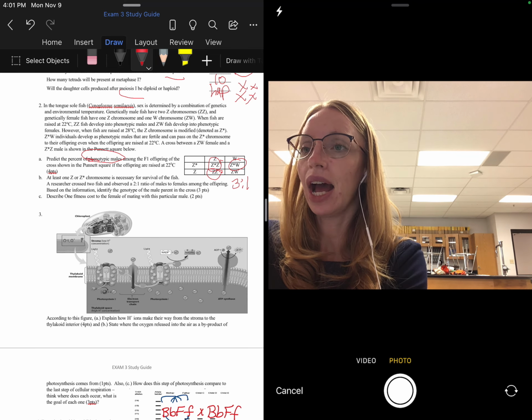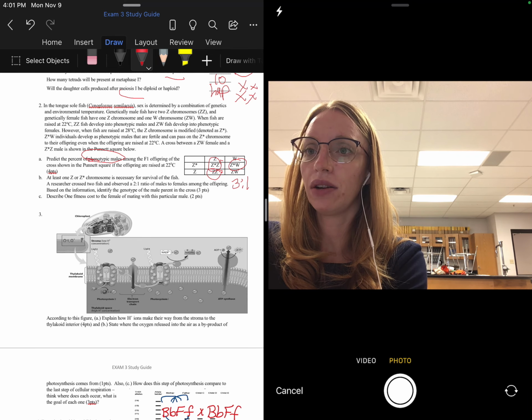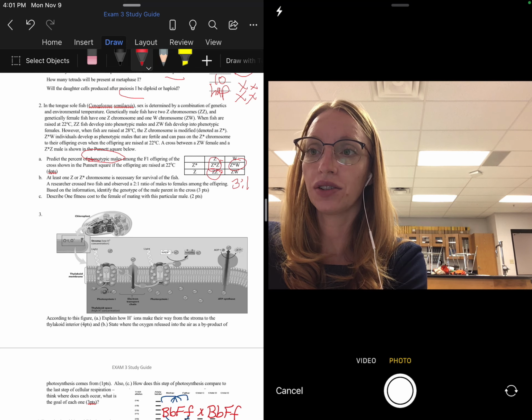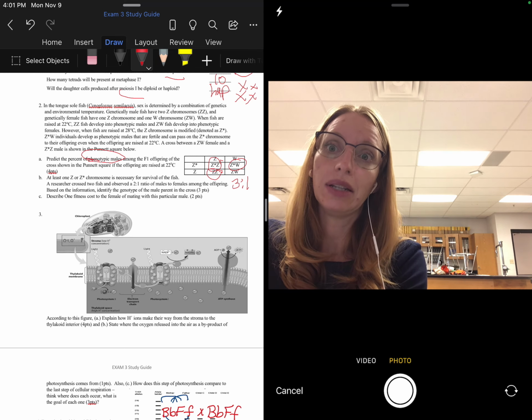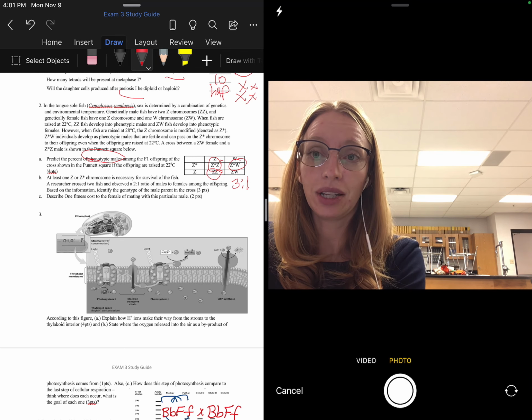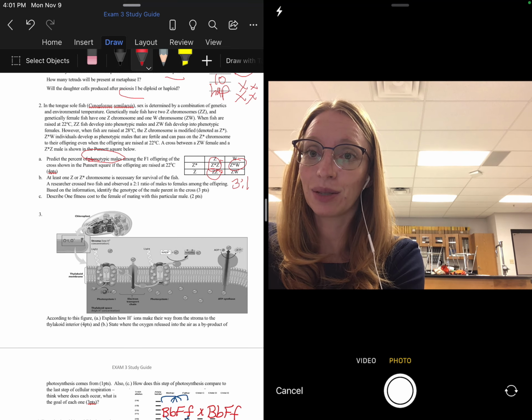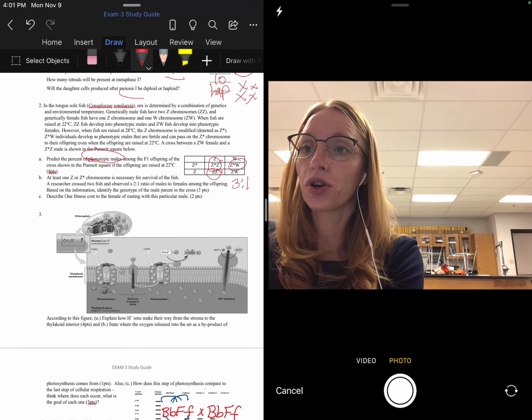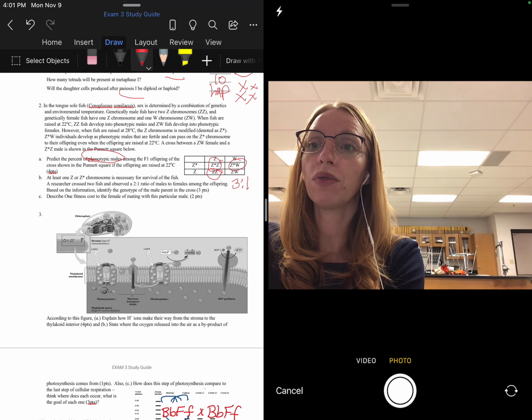Next question. At least one Z or one Z mod chromosome is necessary for the survival of fish, or it's going to die. You can't be a WW fish, and die. It's very important that you get that fact before we move on to the next part of this question. Then it says, a researcher crossed 2 fish and observed a 2-to-1 ratio of males.